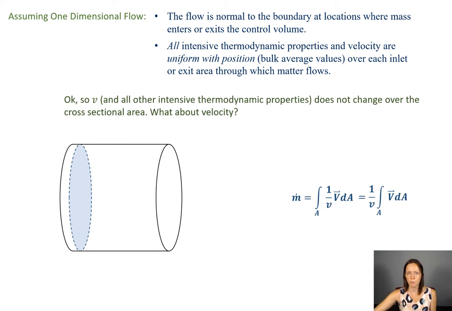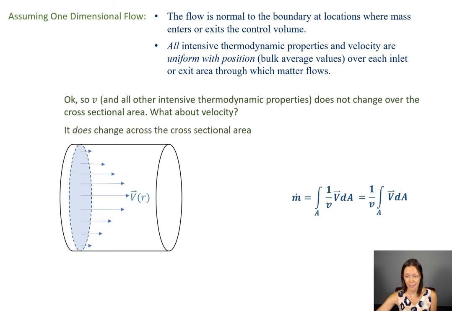All right, so specific volume doesn't change over that cross-sectional area, but what about velocity? Well, velocity absolutely does. It has sort of a parabolic shape. Right where the fluid butts up against the wall, the flow is going to have a velocity of 0 because there's friction between the wall and the fluid. But as you get closer to the center of the pipe, it's going to go faster. So the velocity reaches a maximum at the center and it's 0 at the wall. So how do I handle that?